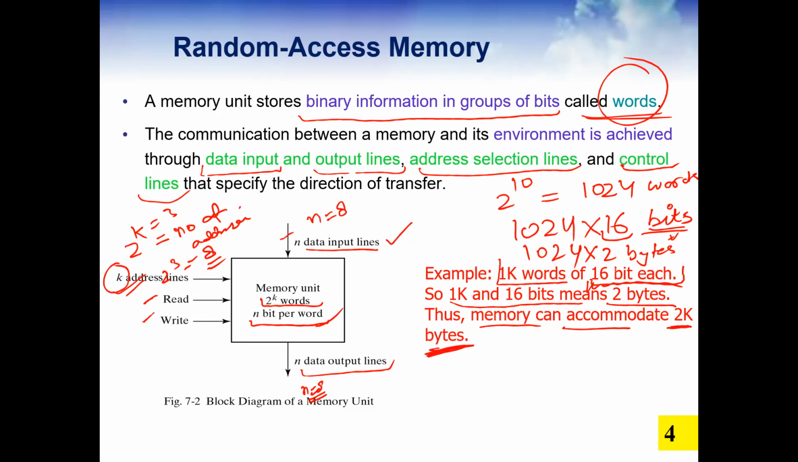Why are they saying 2K bytes? If we just bring it down now, 1024 means K, multiplied by 2 bytes. So we can also write 2K bytes. That is, this memory can hold a total of 2K bytes.